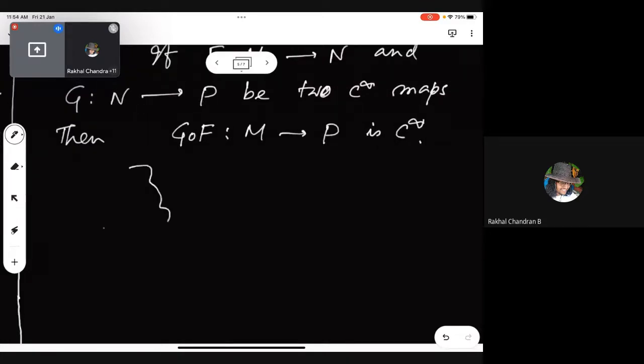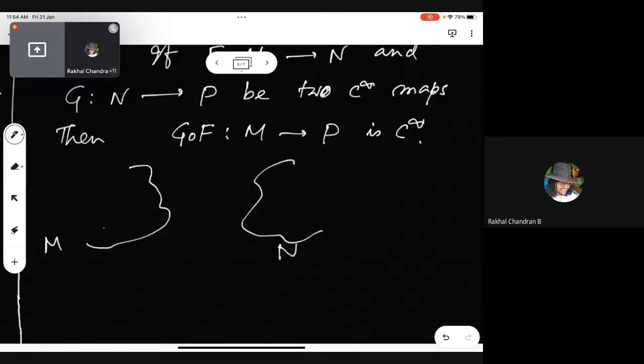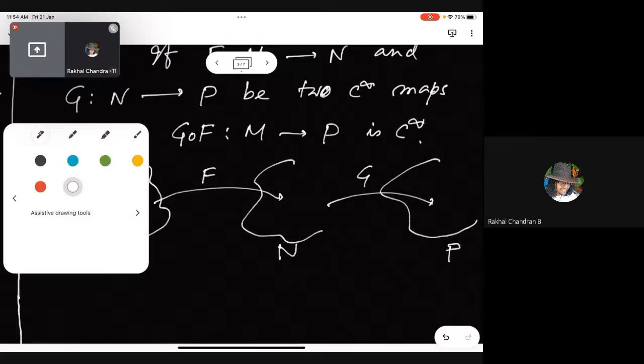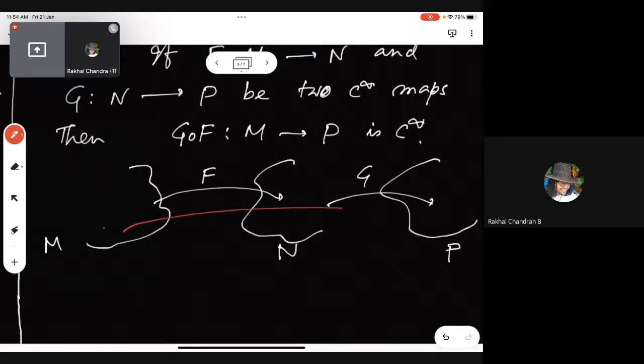So suppose this is M, this is N, and this is P. Here it is F, here it is G. Now you need to look at the composition. First of all, F and G are continuous. Composition of continuous maps is continuous, so continuity of G compose F is trivial. So what we need to look at is this map, which is G compose F.